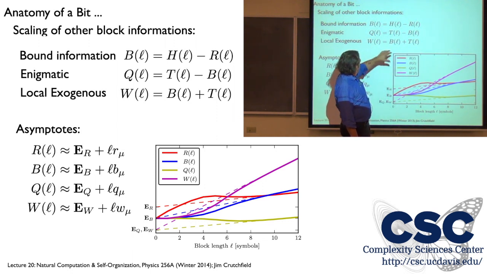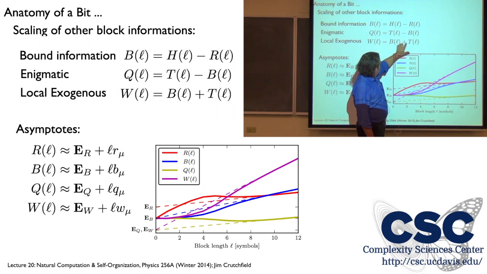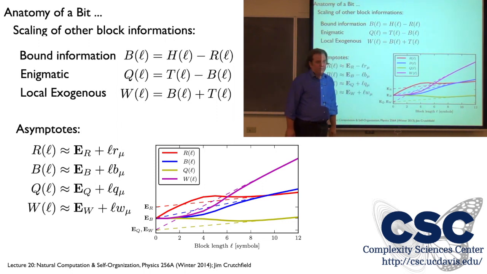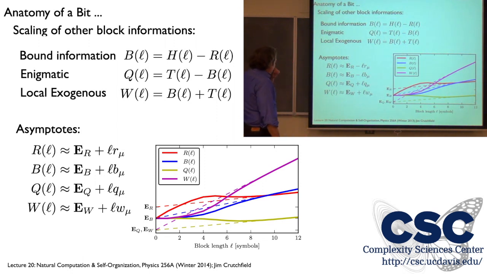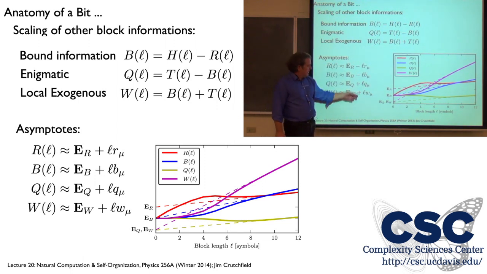And then the local exogenous is bound plus total correlation. So anyway, there's a little bit of work you need to do to go through and show those identities. And then you can look at them and say, well, what's their scaling behavior as a function of length? And it turns out they all, again, at least for the class of processes that we're looking at, finite memory, finite Terry processes or stationary, they all have linear asymptotes.